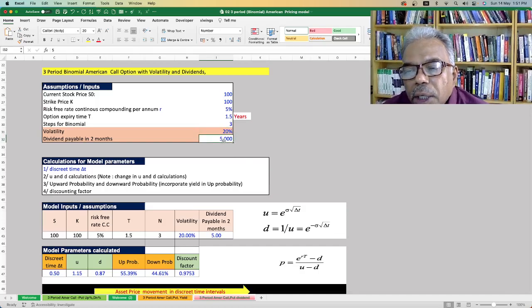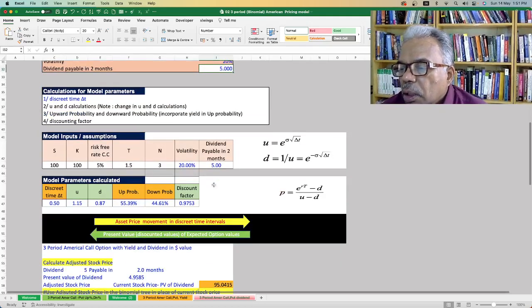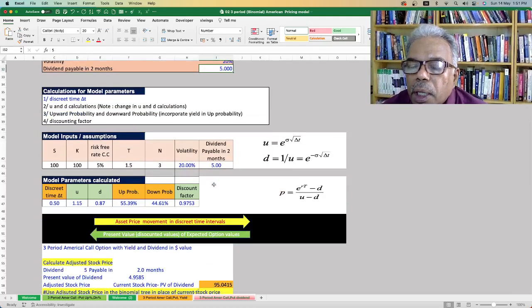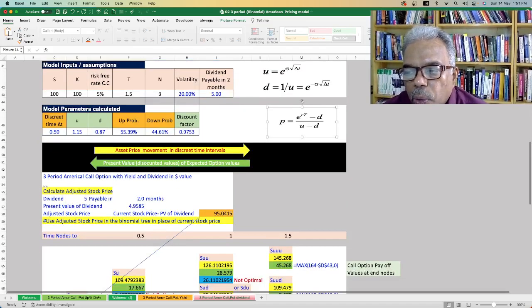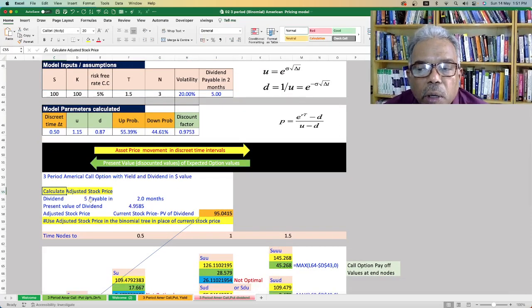When the dividend is given in terms of a dollar amount, like $5 payable in the next 2 months, how do you calculate a 3-period binomial option pricing model? Everything remains the same, but since the dividend is given as a dollar amount, one of the important steps is to calculate the adjusted stock price. So how do you calculate the adjusted stock price?